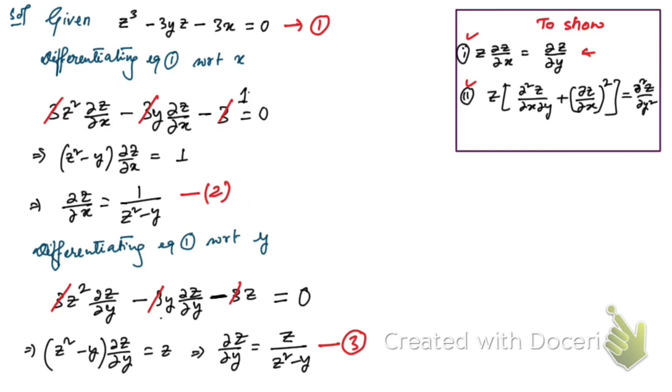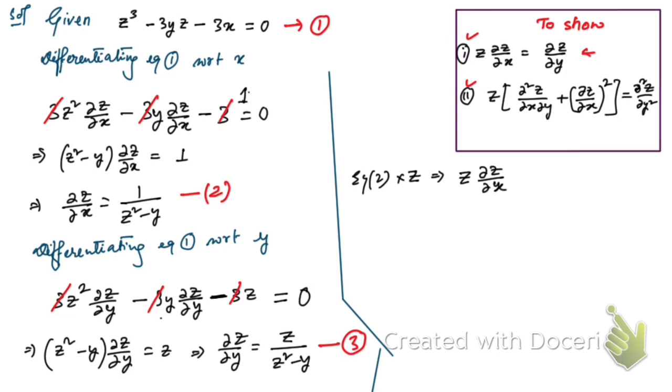Okay, so what we're going to do here now, let me split the screen. We multiply both sides of equation number 2 by z, then you're going to get z into del z by del x is equal to z into z square minus y. So here I have multiplied by z, and not only here, we have multiplied z also here. Now you see this has become the right hand side of equation number 3.